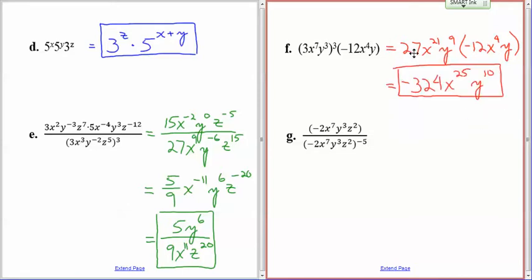Then I'm multiplying. 27 times negative 12 is negative 324. X to the 21st times x to the 4th is x to the 25th. Y to the 9th times y to the 1st is y to the 10th. I'm done.